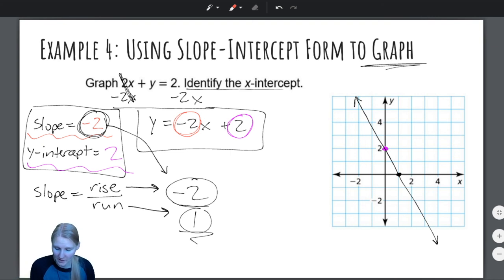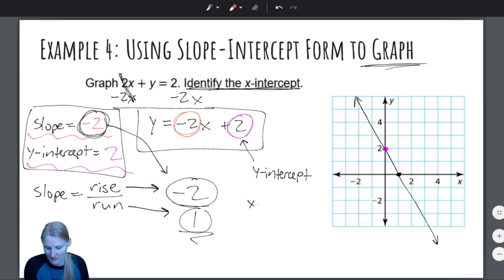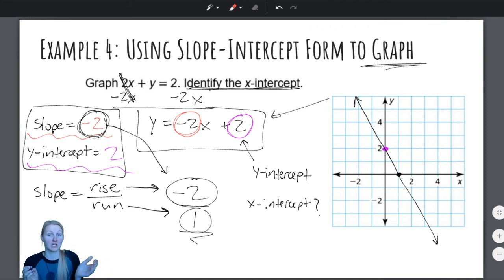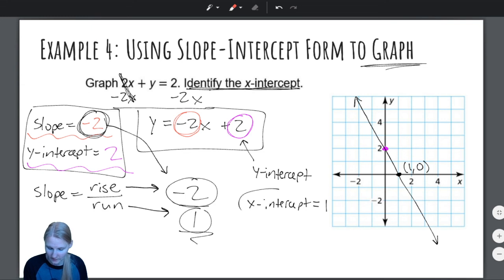The last thing it wanted us to do was identify the x-intercept, because in slope-intercept form, we know what the y-intercept is. But what is the x-intercept? We don't know just from looking at the equation, but if I look at the graph, I can see where it crosses the x-axis. It crosses the x-axis at 1. This point is (1, 0), which means my x-intercept is 1.